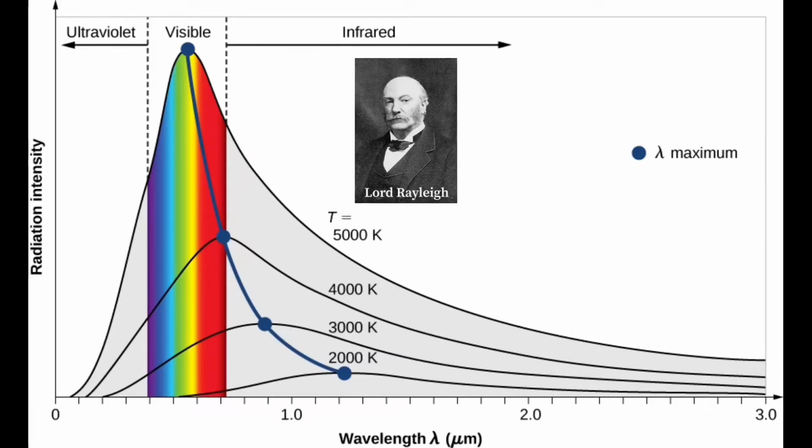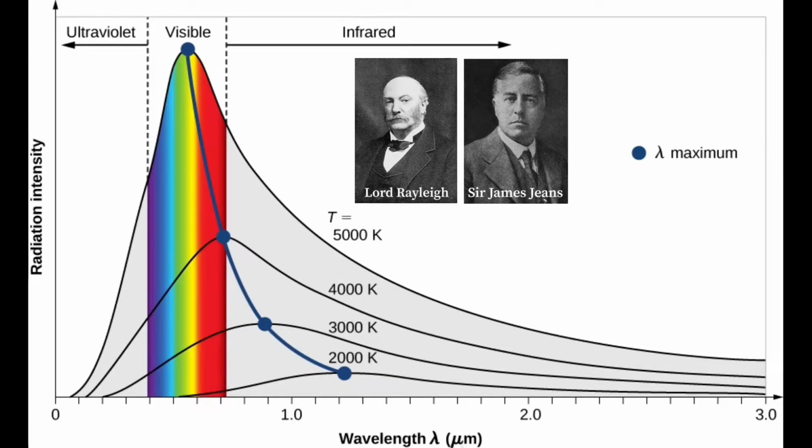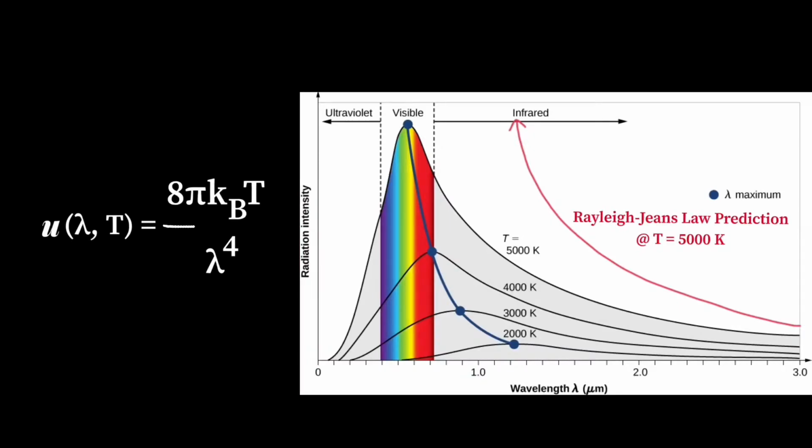British physicists Lord Rayleigh and Sir James Jeans sought to find a mathematical model to fit the black body radiation data, according to the laws of classical physics. Here's what they came up with. As you can see, while the Rayleigh-Jeans law accurately predicted experimental results at large wavelengths, its predictions varied drastically from the experimental results at small wavelengths.